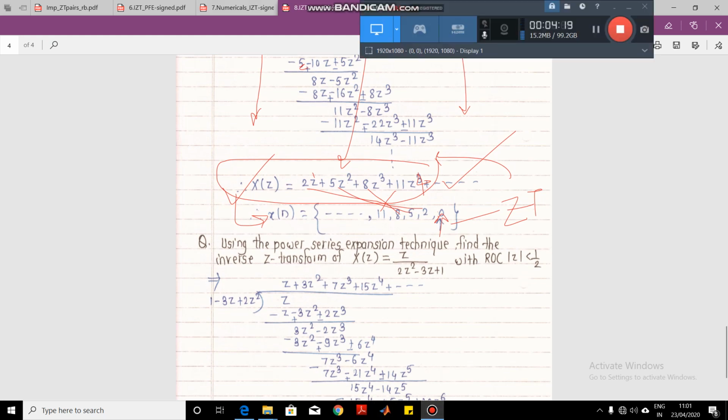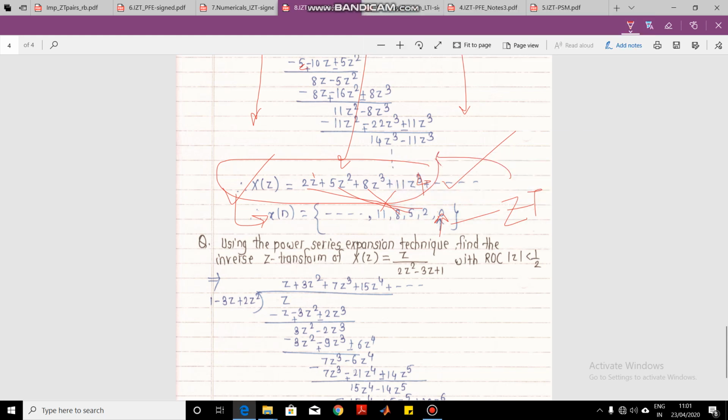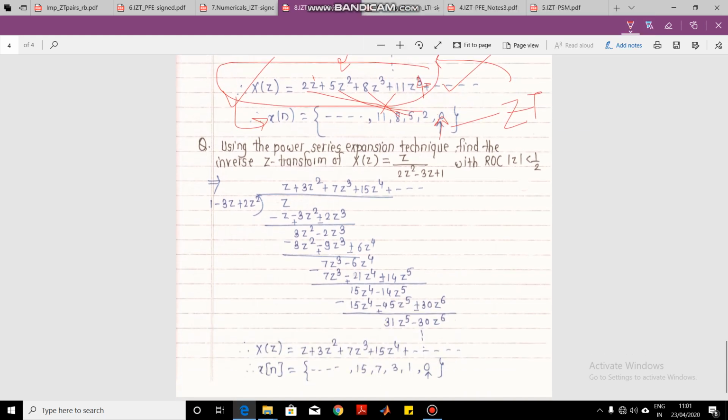So this is a method of solving the inverse z transform using the long division method. You can have a practice numerical, once again, on power series expansion. Instead of long division, it is also called the power series expansion technique. And here, they have not mentioned whether it is causal or non-causal, they have simply given the ROC. So any guess for this?